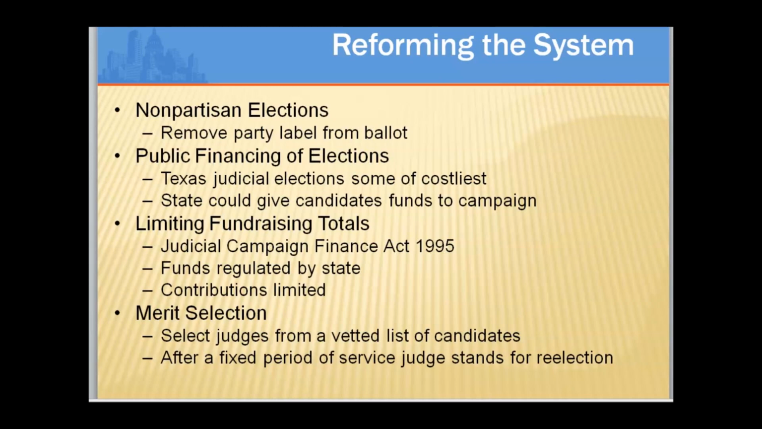In 1995, the Judicial Campaign Fairness Act limited individual donations to judicial elections. So the size of the limit depends on the court. Law firms are also limited in their donations. The state regulates these contributions. Sometimes merit selection, sometimes referred to as the Missouri Plan, this system has a group of experts select judges, and voters then determine whether they stay in office using retention elections.